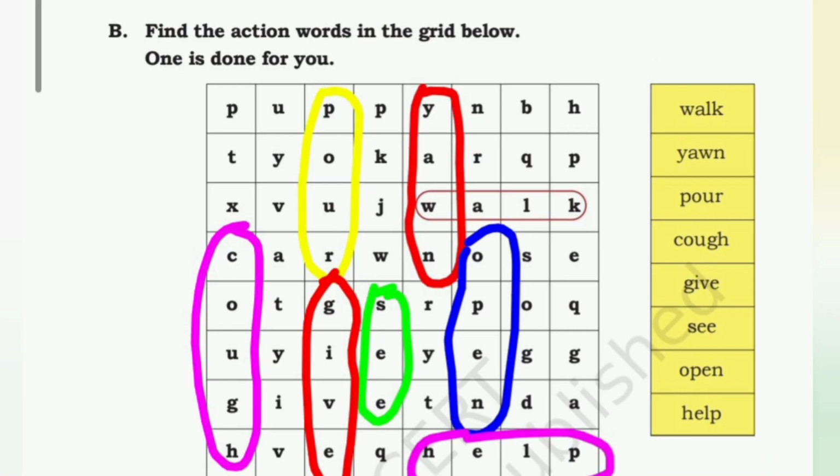Next question is find the action words in the grid below. One is done for you. Here the letter grid is given and you have to find the action words in the grid. The words given are walk, yawn, pour, cough, give, see, open and help. And we have found here cough, pour, give, see, yawn, walk, open, help. So we have found all the words here in the grid which are already marked.